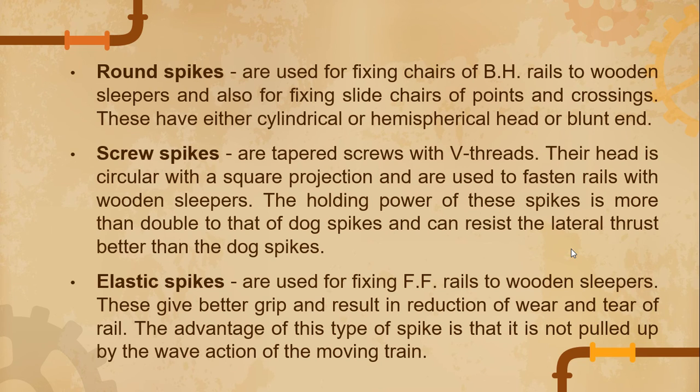Elastic spikes are used for fixing FF rails to wooden sleepers. This gives better grip and results in reduction of wear and tear of rail. The advantage of the spike is that it's not pulled up by the wave action of the moving train. So, ibig sabihin, elastic nga, so they can move freely. So hindi nga sila agad ma-pull by the wave action pagka dumadaan yung mga train sa railway. Kasi nga, di ba, they can align with the movement of the railways.